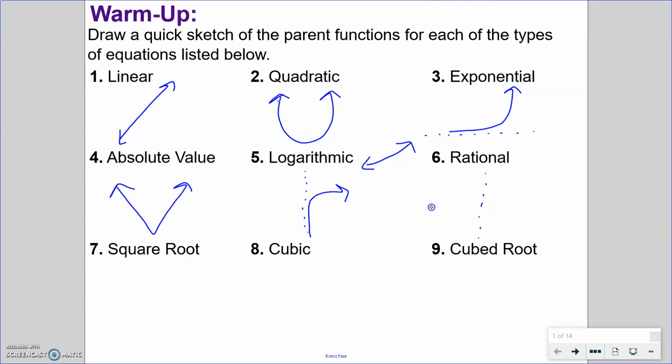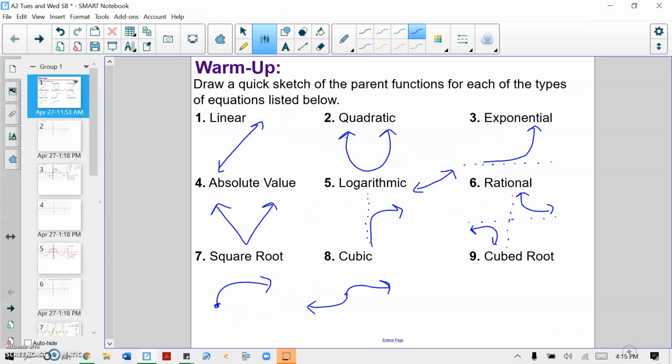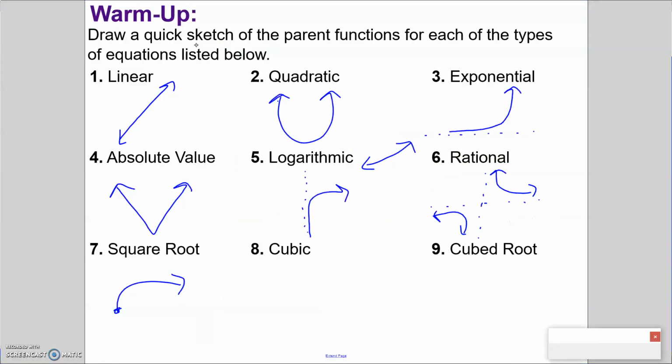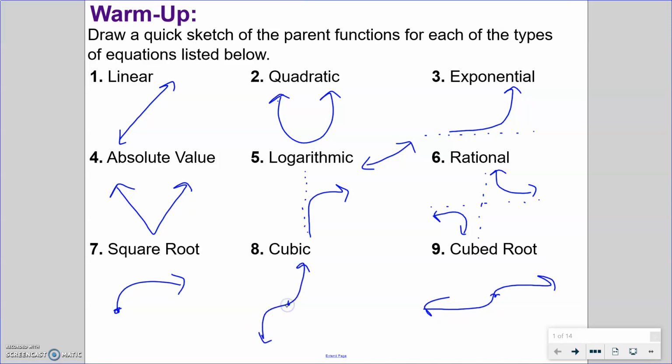Rationals tend to have 2 asymptotes and look like that. Square root, something like this. Cubic function has that weird looking S happening. And then, oh, whoops, that's cubed root. Hang on. I messed that up. Okay. So cubed root is the one that looks like this, and then a cubic function looks like that. There we go. Sorry about that.